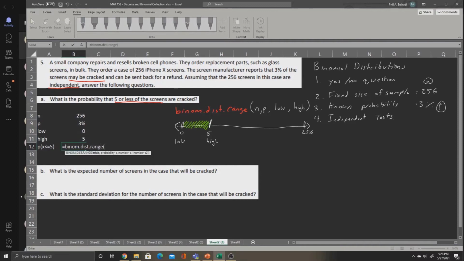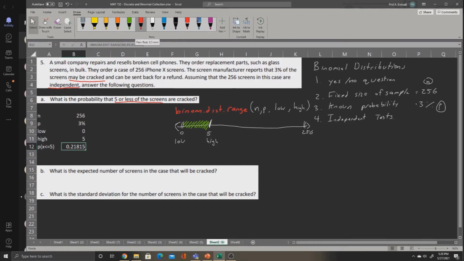binom.dist.range. We'll click on the number of trials first. That's 256, comma, 3%, comma, 0, comma, 5. With all 4 pieces of information entered, we press enter, and we say the probability of having 5 or less of the screens being cracked is 0.218.